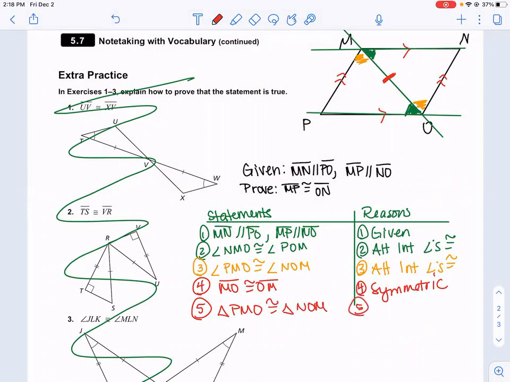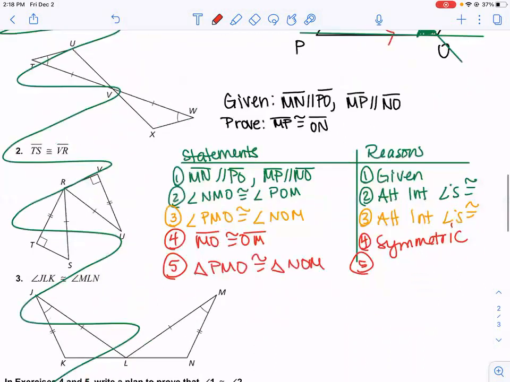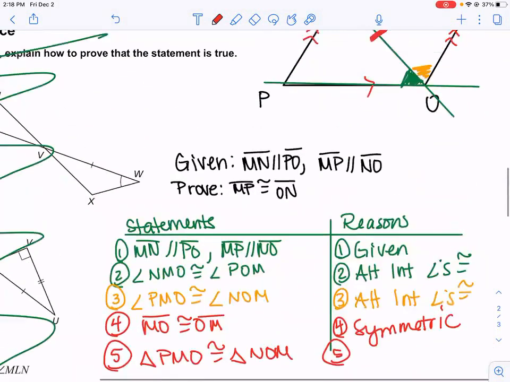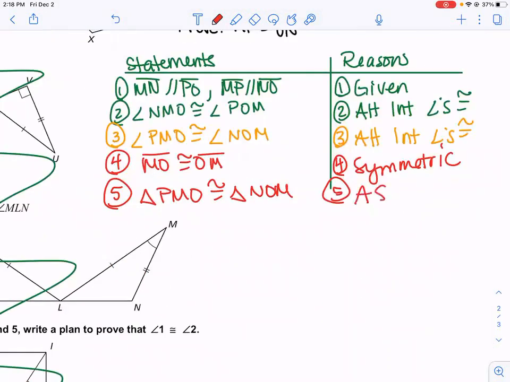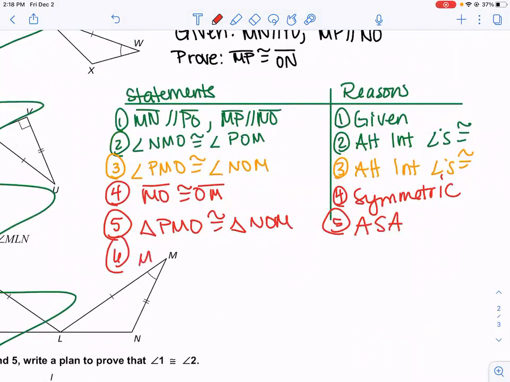Ben, what's our reason for our triangle congruence? Well, based on the chart, I would say angle, side, angle. Great, angle, side, angle. So since our triangles are congruent, we know that these two pieces are congruent because corresponding parts of congruent triangles are congruent, CPCTC.